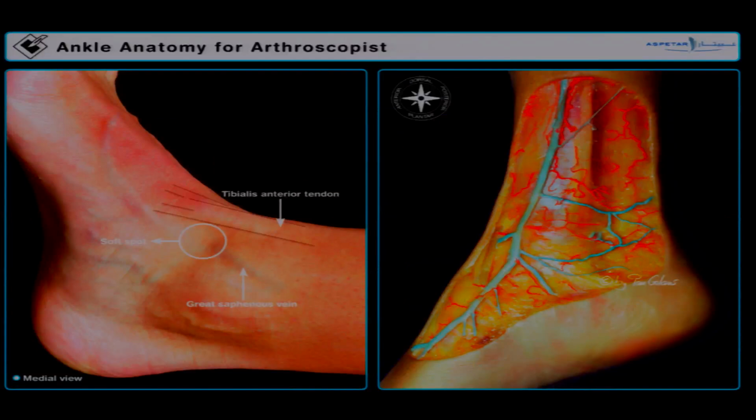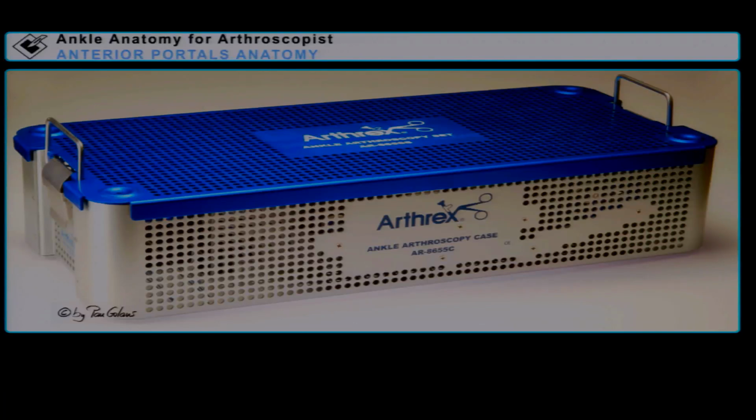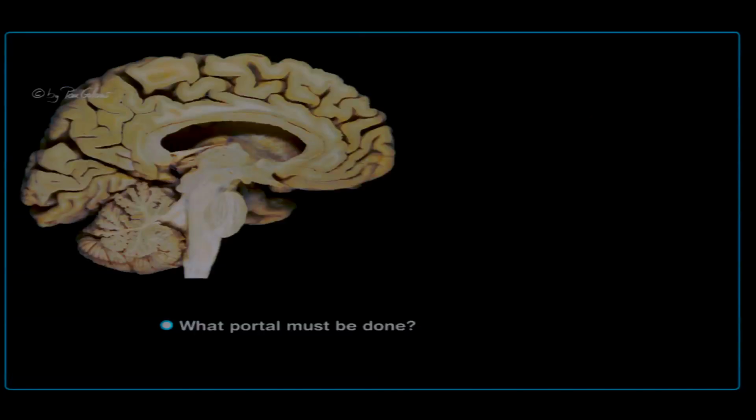Vascular landmarks such as the great saphenous vein, withdrawn in front of the medial malleolus, are also important to identify in order to avoid injury during the anteromedial portal. The reason is the many different small communications between the deep and superficial venous system. Also, it's very important to know the standard instruments and the specific instruments in order to avoid this kind of complication. But what portal must be done?